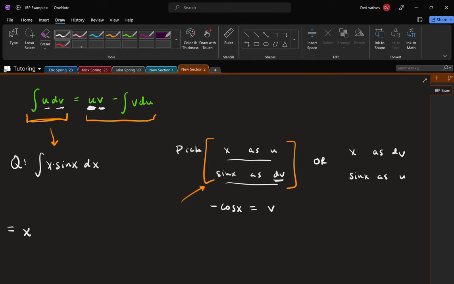So u times v, minus the integral of v du. That's the derivative of u. What's the derivative of x? It's 1. So 1 is du. Du is 1.